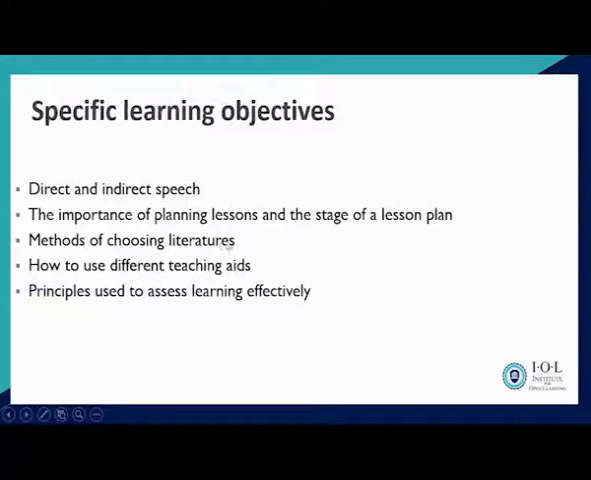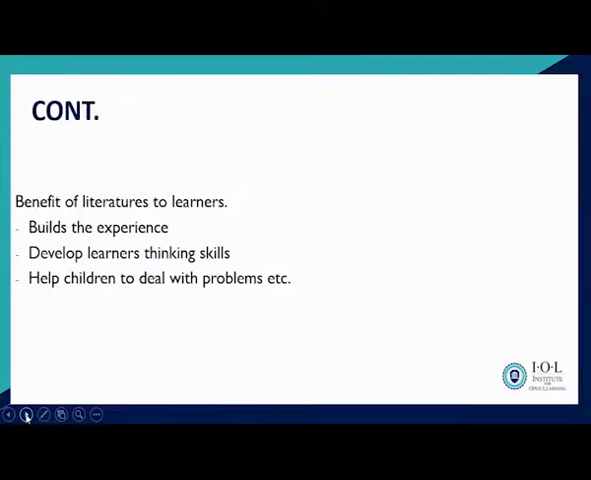Let me say you are choosing reading books for your learners, maybe storybooks. What do you look at? What are those guides, those characteristics that will guide you to conclude that this one is the best reading book for my learners? That is what it's all about. How to use different teaching aids. Principles used to assess learners effectively. Those are the specific learning outcomes.